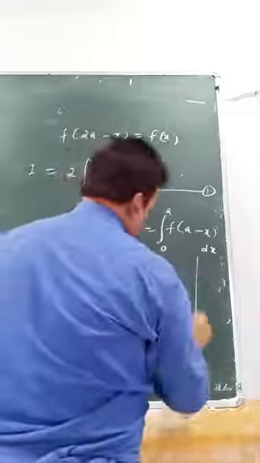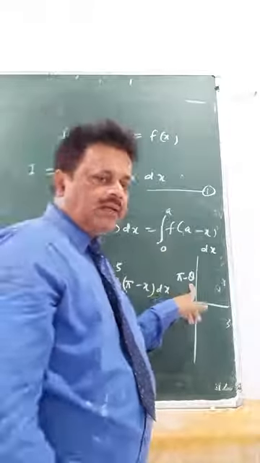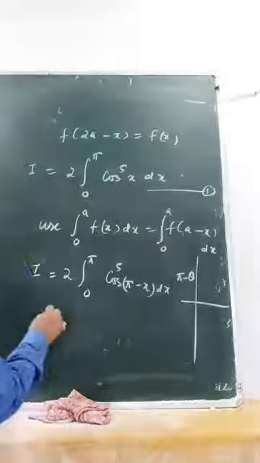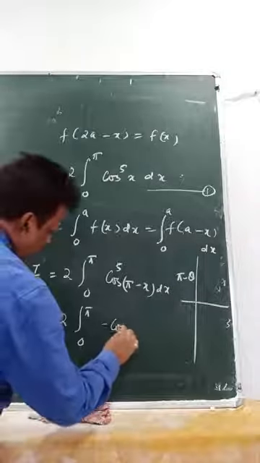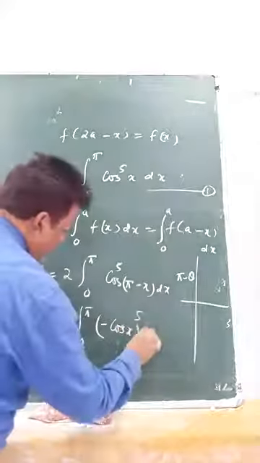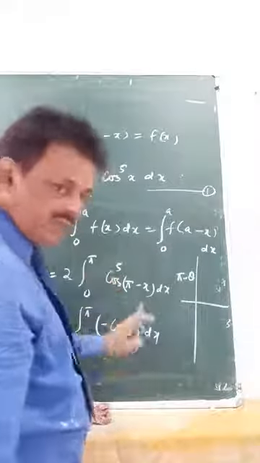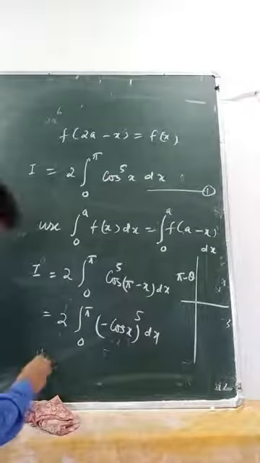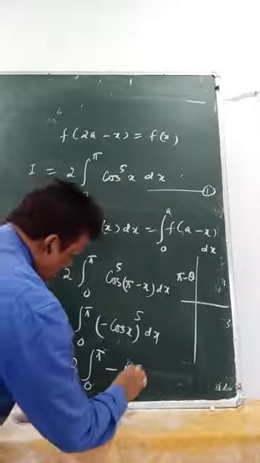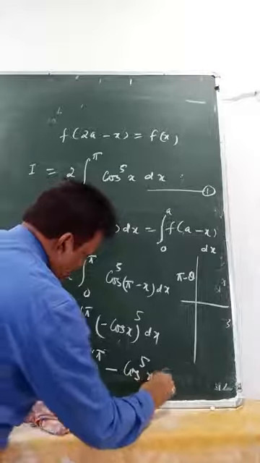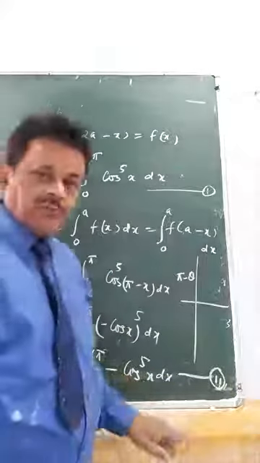Look at here. Pi minus theta is second quadrant, cos is negative. So 2 times 0 to pi, minus cos x, power is odd. So cos pi minus theta will be minus cos theta. Fifth power. So that will be 2 times 0 to pi minus cos 50x dx. This is your equation number 2. Equation number 1, equation number 2. Adding 1 and 2.